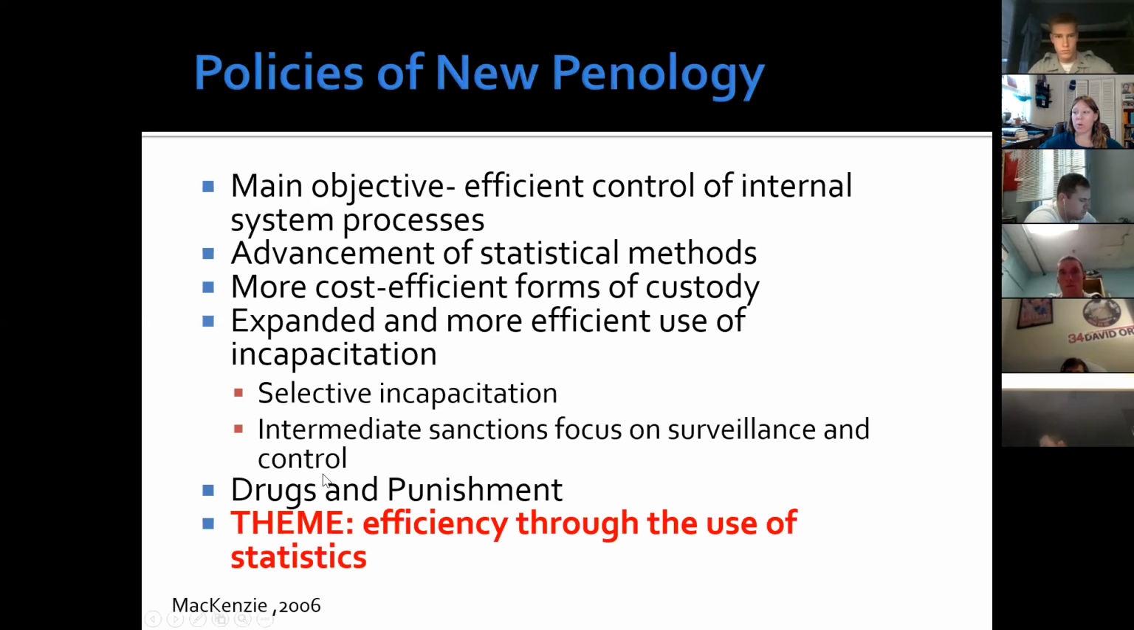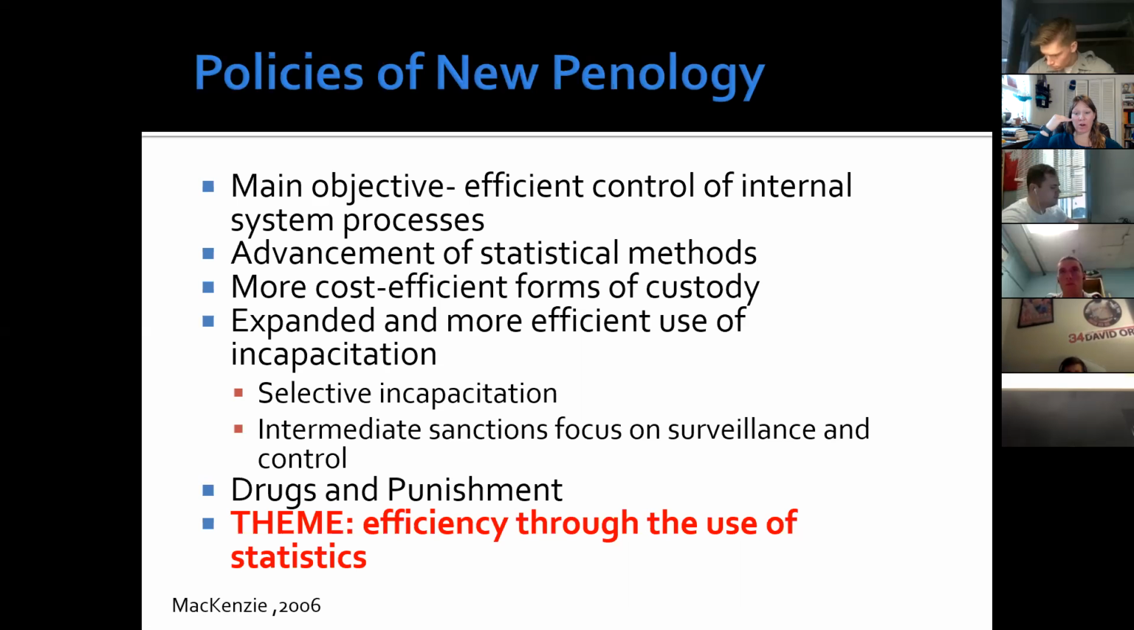So this goes right into this one right here as well. We're trying to have expanded and more efficient uses of incapacitation. We're trying to use selective incapacitation. Selective incapacitation is trying to choose the worst of the worst that go into prisons, right? Collective incapacitation is the opposite. A perfect example of a collective incapacitation strategy is a mandatory minimum, right?